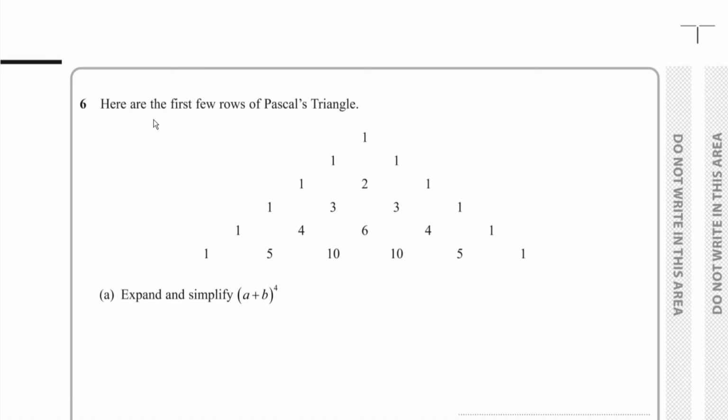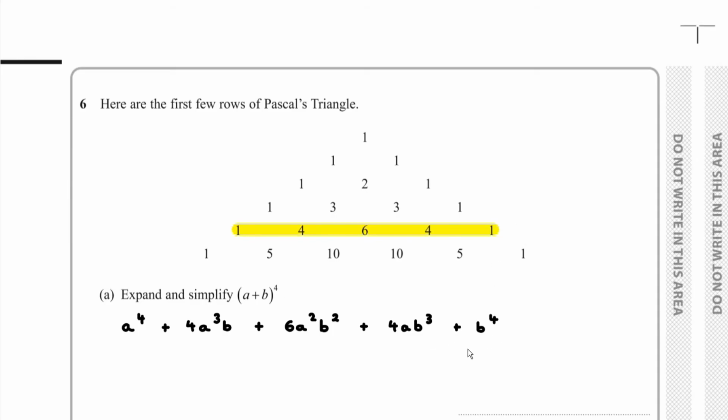Question number 6. Here are the first few rows of Pascal's triangle. We see that here. Part A. Expand and simplify a plus b to the power of 4. Well, here we'd have to use this row here. So I have 1a to the power of 4 plus 4a to the power of 3b plus 6a squared b squared plus 4ab cubed plus 1b to the power of 4. The result is shown here.